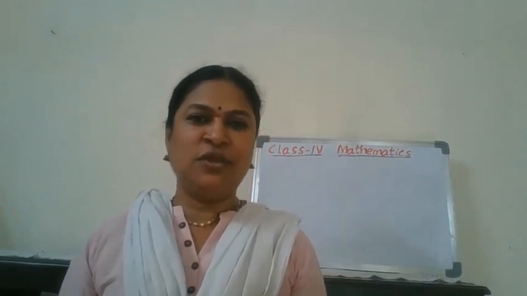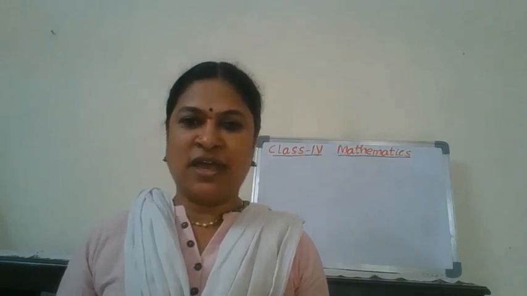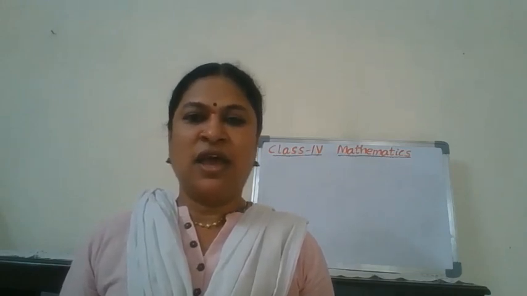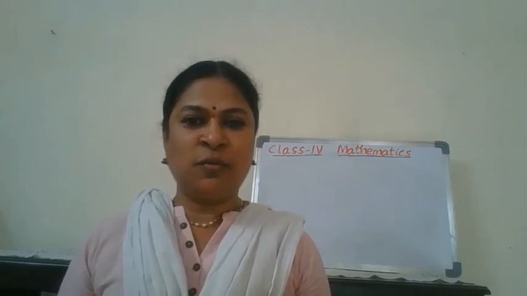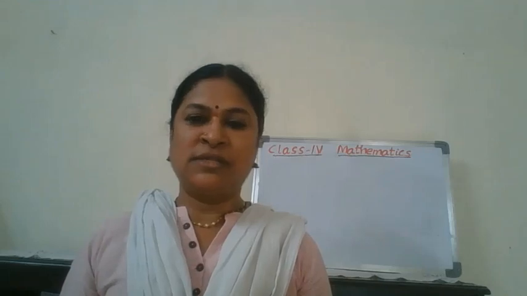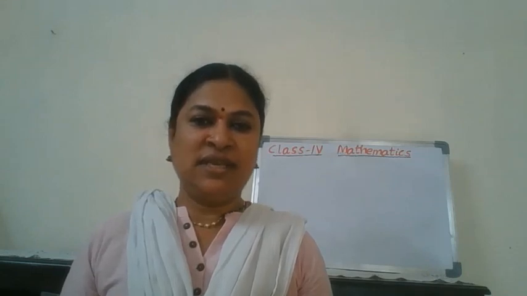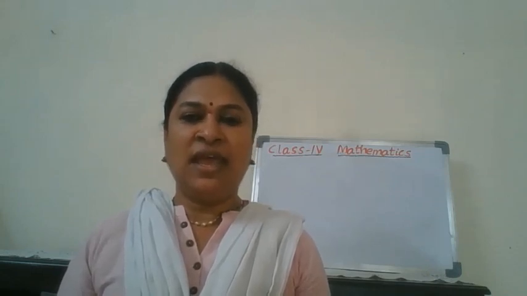In the last session, you have learnt about Roman numerals. Shall we revise them once? Are you ready? Okay. How many Roman numerals are there in the Roman numeral system, children? There are 7 Roman numerals. And what are they? I, V, X, L, C, D, and M.